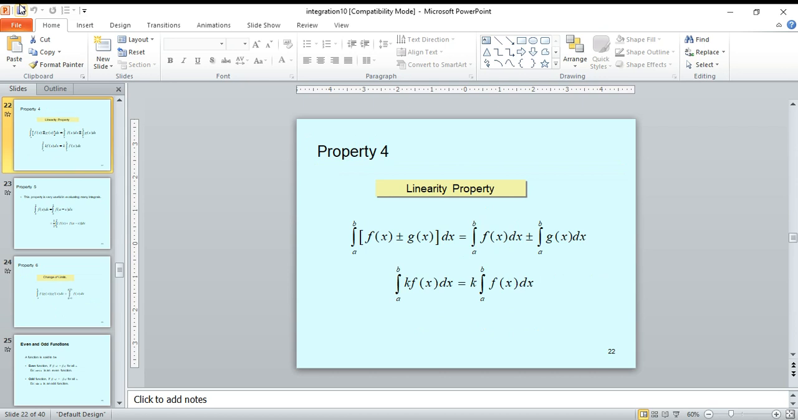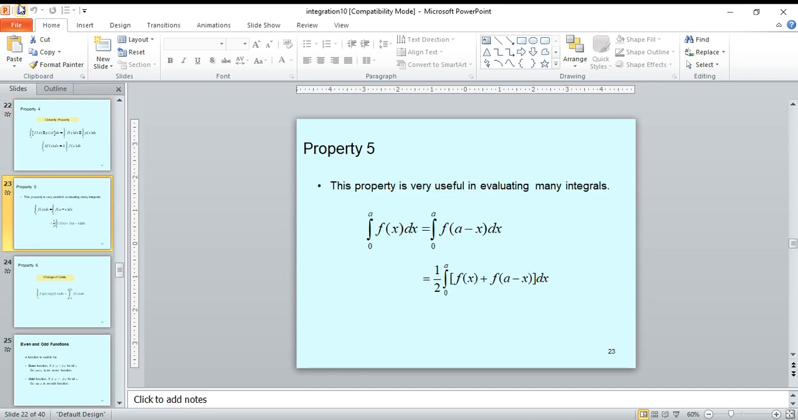Property 4. Linearity property. Integration from a to b of f of x plus or minus g of x dx is equal to integration from a to b of f of x dx plus or minus integration from a to b of g of x dx. Also, integration from a to b of k times f of x dx equals k times integration from a to b of f of x dx. These are simple formulas.